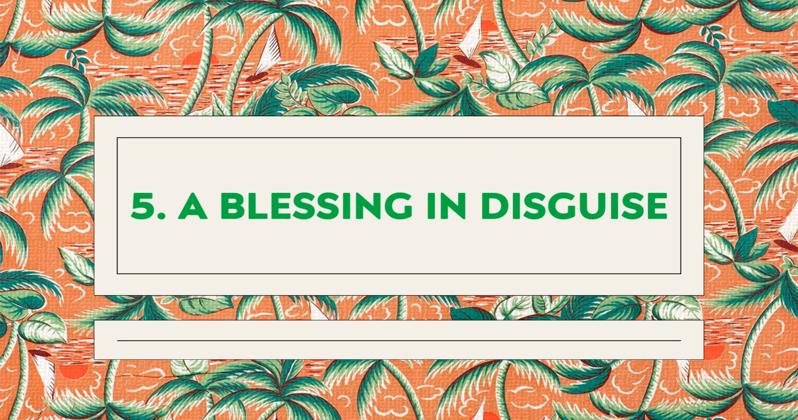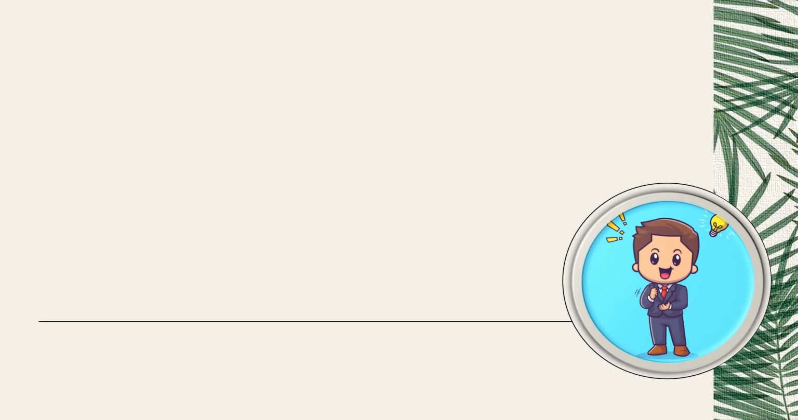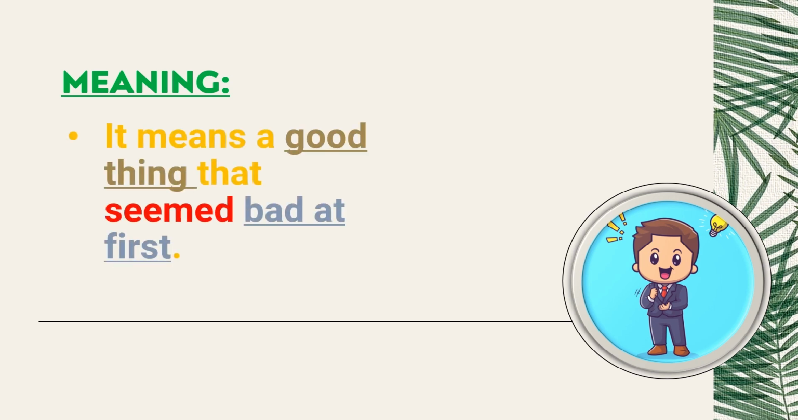Number 5 is "a blessing in disguise." What does it mean? Let's see. Meaning, it means a good thing that seemed bad at first.